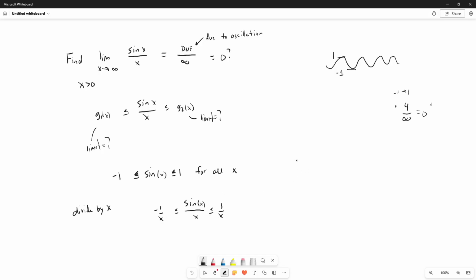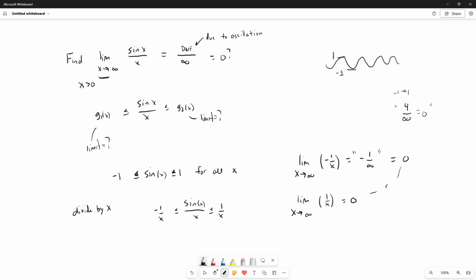Now we will compute the limit of each of those functions as x goes to infinity. So the limit as x goes to infinity of negative 1 over x, that would be 0, because we have negative 1 over infinity. And in a limit, when you have a number divided by infinity, that's going to give you 0. And similarly, the limit as x goes to infinity of 1 over x is 0.